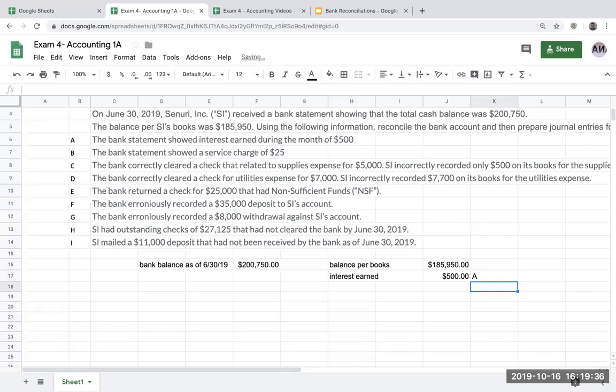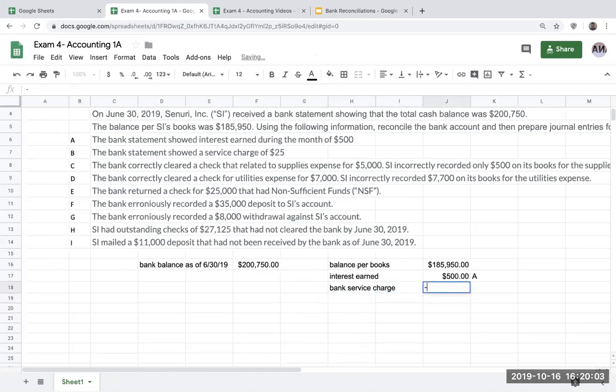So letter B, the bank statement showed a service charge of $25. If I have a service charge of $25 on my bank statement, what am I going to need to adjust? You're going to have to decrease it by $25. My book or my bank balance? Your books. The book balance, correct. So my bank service charge shows a decrease of $25.